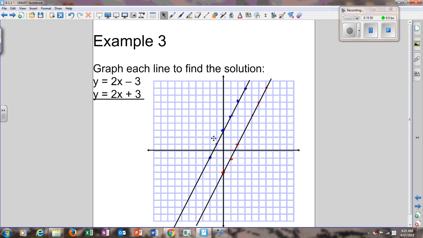Okay, where do these two lines intersect? This is one of our special cases. If you look at the slopes, and the slopes are the same, they don't intersect. Since these two have the same slope, it means that they're parallel. Since they're parallel, there are no solutions.